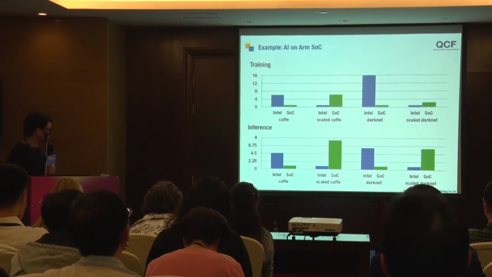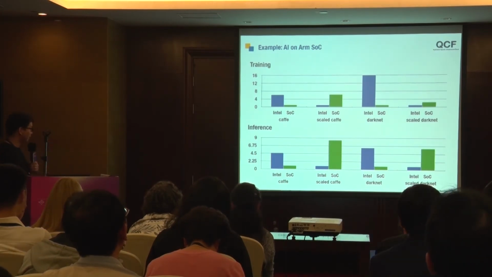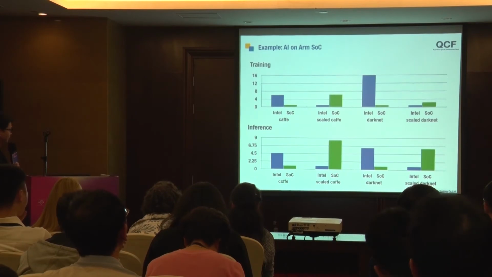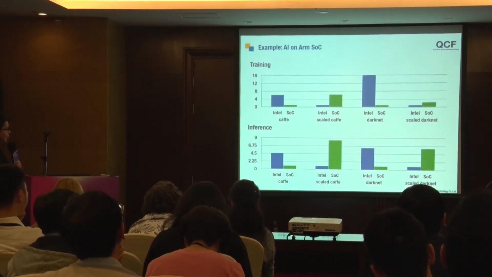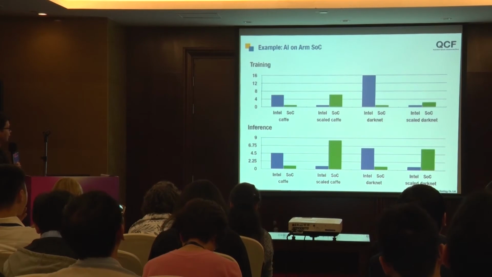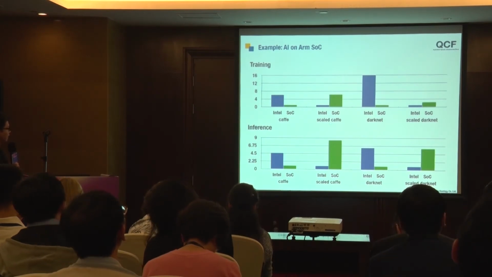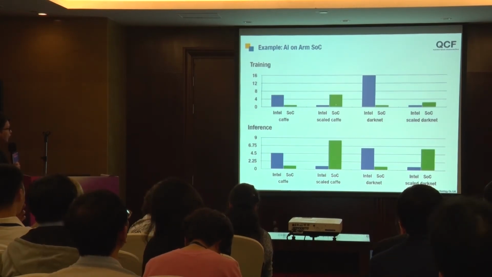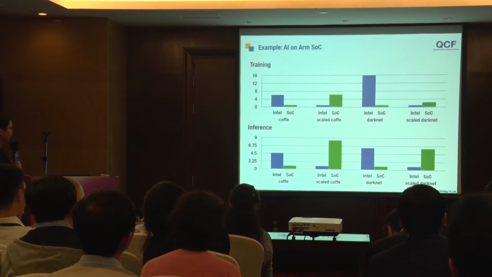Then we use SoC to do that. Unsurprisingly, for Caffe and Darknet, which are really light, you can see Intel is really good. However, if we scale again with the cores and the CPUs, you can see SoC is good. It's not bad. So we do both training and inference. You can see SoC is good.